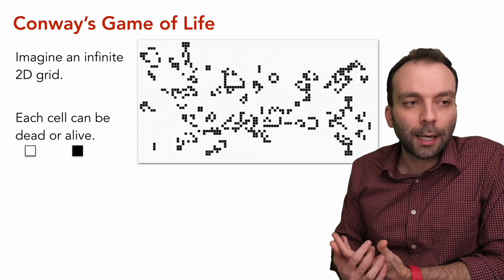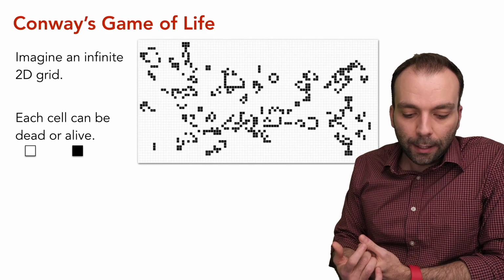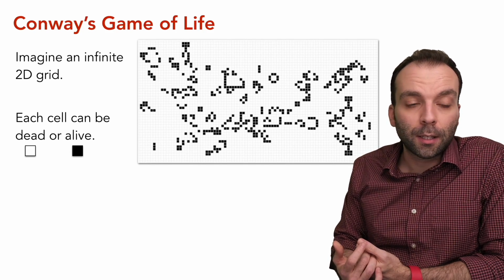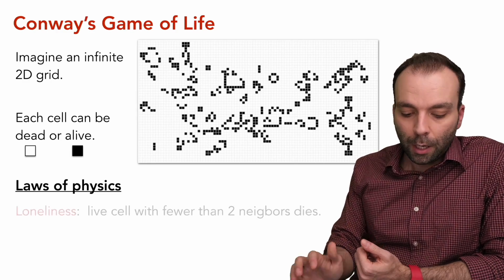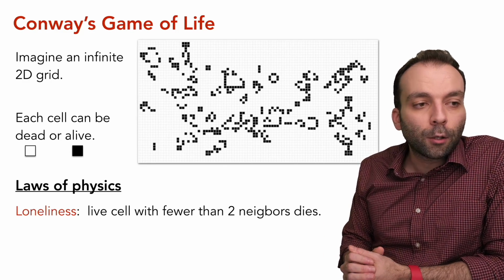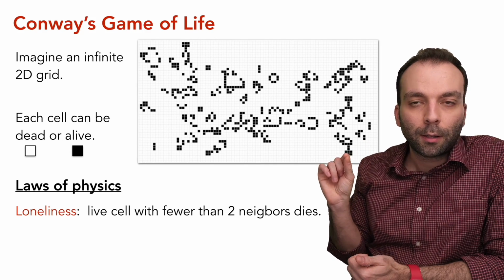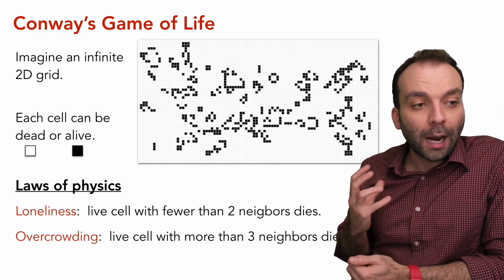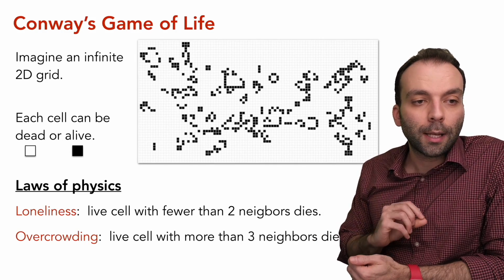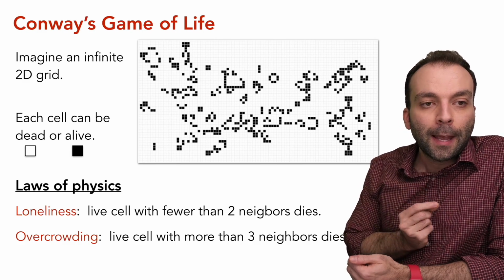Black means that it is alive, white means it is dead. And there are very simple laws of physics in this universe. Let me tell you the laws. The first law is the loneliness law. If you have a live cell with fewer than 2 neighbors, then it dies in the next time unit. There's the overcrowding law, which says that a live cell with more than 3 neighbors dies.